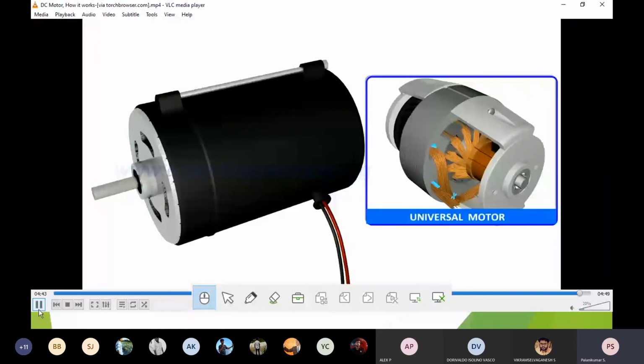Very importantly, a motor which runs on both AC and DC supply is called a universal motor. We see it especially in our mixie and home appliances: very high speed, where the loading is only for a very short time. In that case we can use a universal motor, which is capable of running on both AC and DC supply. With this we will complete the motor concept.